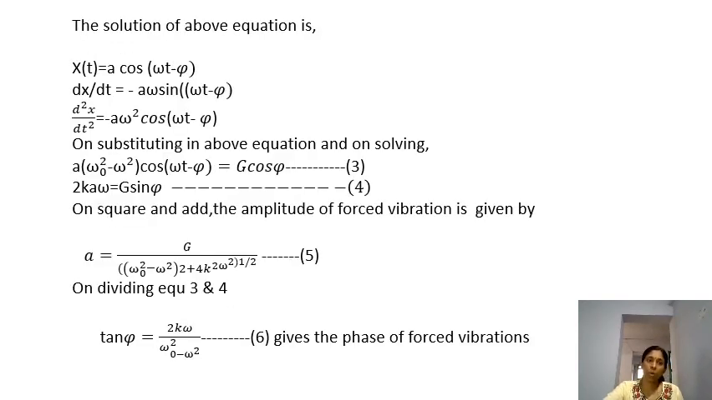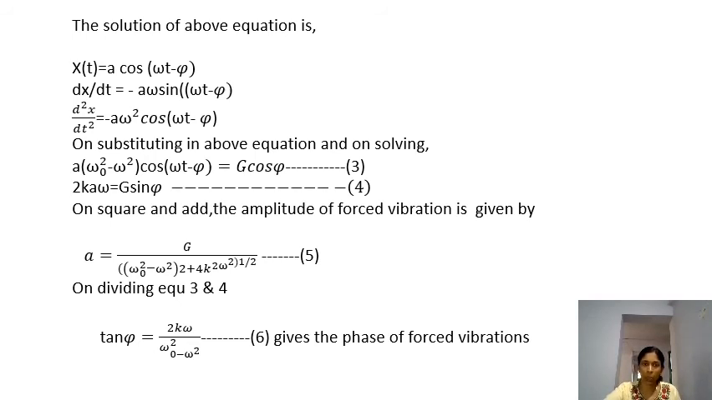The solution of the above equation is x of t equals a cos(omega t minus phi). So dx by dt equals minus a omega sin(omega t minus phi). Differentiating again with respect to t, we get minus a omega square cos(omega t minus phi). Substituting and solving, the amplitude of forced vibration is A equals G divided by the square root of (omega naught square minus omega square) whole square plus 4k square omega square. So this A denotes the amplitude of the forced vibration.